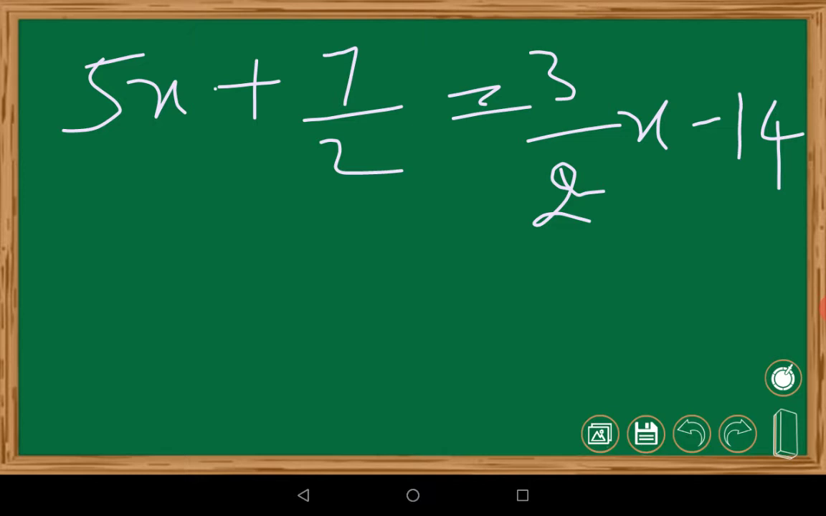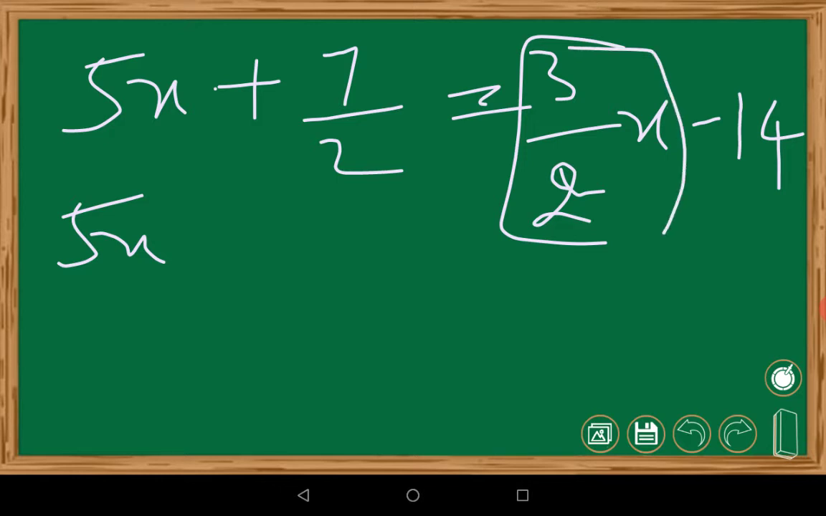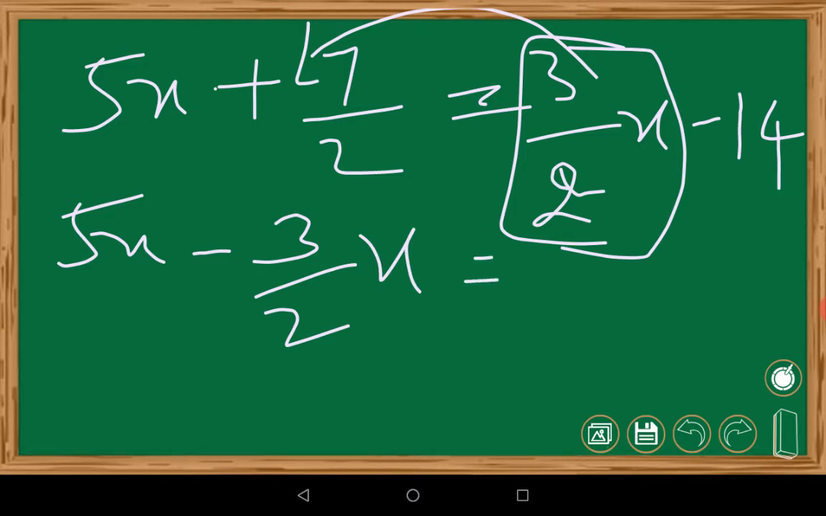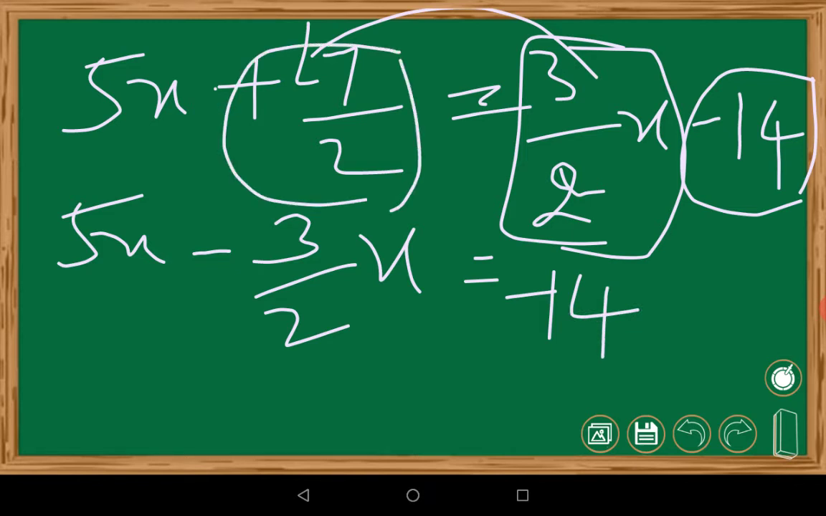First, x values and numbers should be separated. That I have told you many times. Now, 5x is on this side and this 3 by 2 x is a positive term, so we have to bring it to this side first. It becomes negative. So minus 3 by 2 x is equal to, keep this minus 14 here as it is, and then this plus 7 by 2 you transpose to the other side, it becomes minus 7 by 2. So this was the equation.